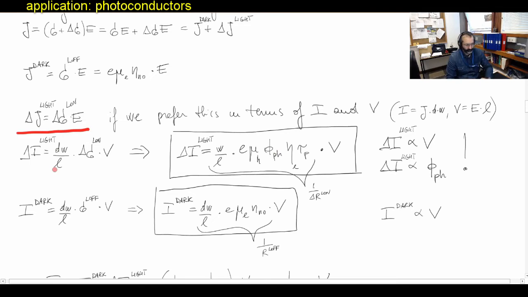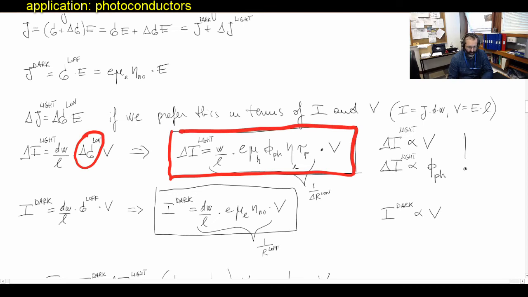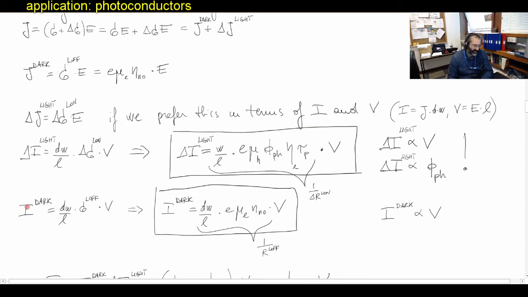And so we can write that delta I is this stuff. Okay, once you take into account the factors D, W and L that are involved in transforming J into I and E into V, you get this. And so if you substitute delta sigma with the formula we had found above, you end up with this relation between delta I due to light and V and all the other parameters at play. And the same thing could be done for I dark. If you do this effectively for this relation here, it could be transformed into this one here with I and V. And so we have a relation also for I dark and V.